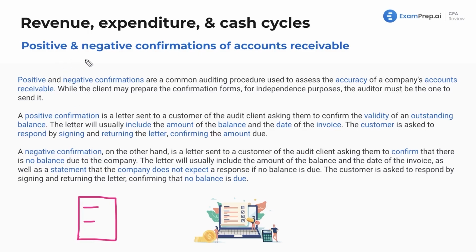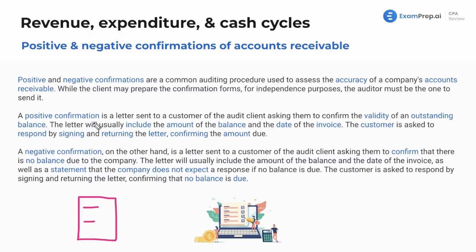We have positive and negative confirmations. They're a common auditing procedure. They assess the accuracy of the company's accounts receivable. While the client may prepare the confirmation forms for independence purposes, the auditor is the one to send it. Why is that? The client prepares the forms, on client letterhead, but the auditor needs to send it because the client could mess with it, edit it, something like that. So the auditor is the one who needs to receive that.